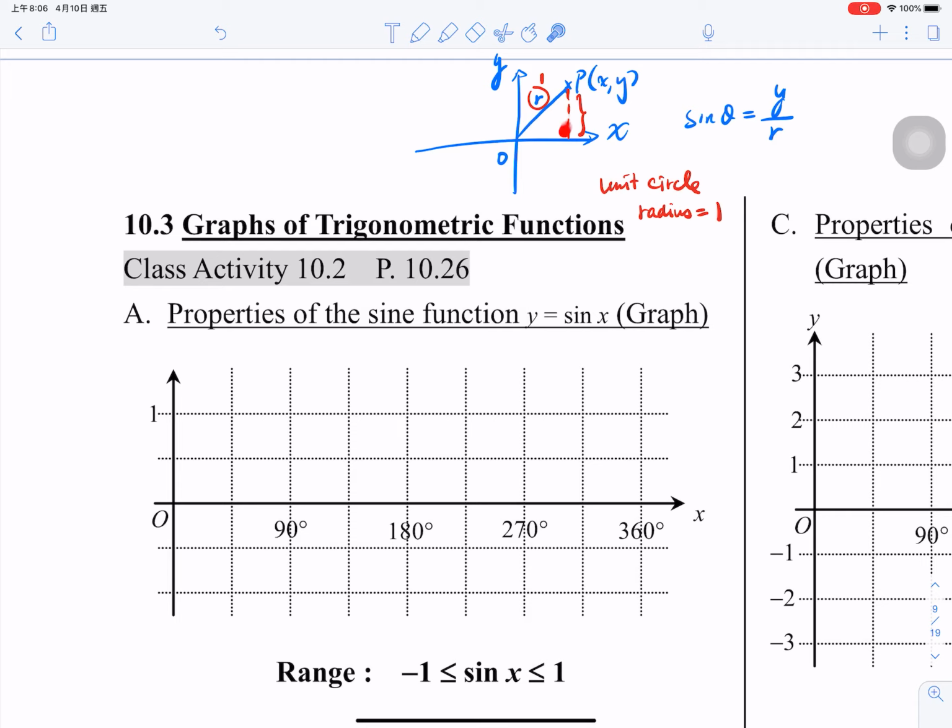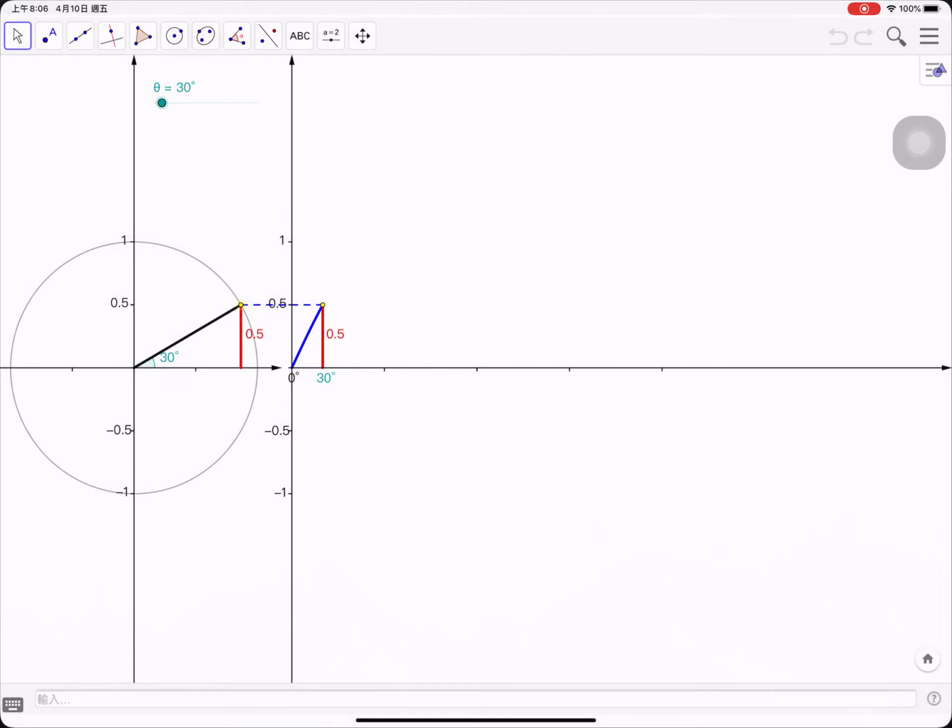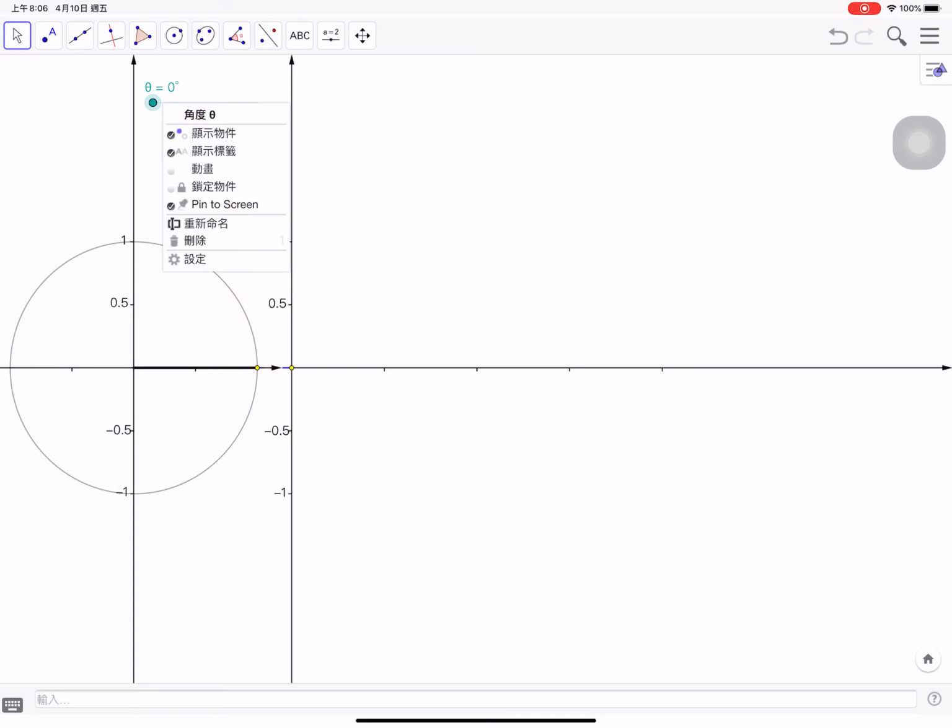Then let's have a look at the change of y coordinates, okay? Let's go. Now here is a unit circle, okay? Here's 1, right? The length of the radius is 1, see? And we'll have a look at the y coordinates. That means the red line. What's the length of the red line? So let's see. If now we started from 0 degrees, then what happened?